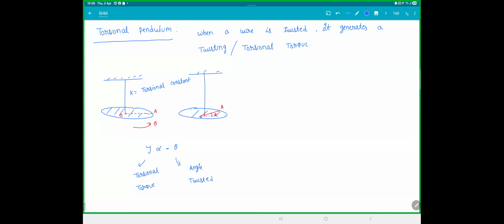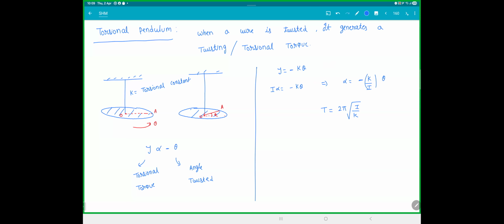So this thing is looking like SHM, isn't it? Then we get torque is equal to minus K theta, where K is your torsional constant. Torque is equal to I alpha, that is minus K theta. So we get alpha is equal to minus K by I into theta. Therefore, the time period will be 2 pi root over I by K.